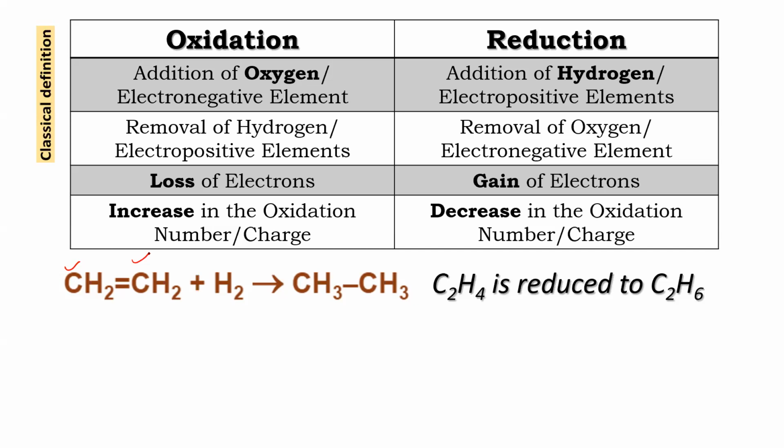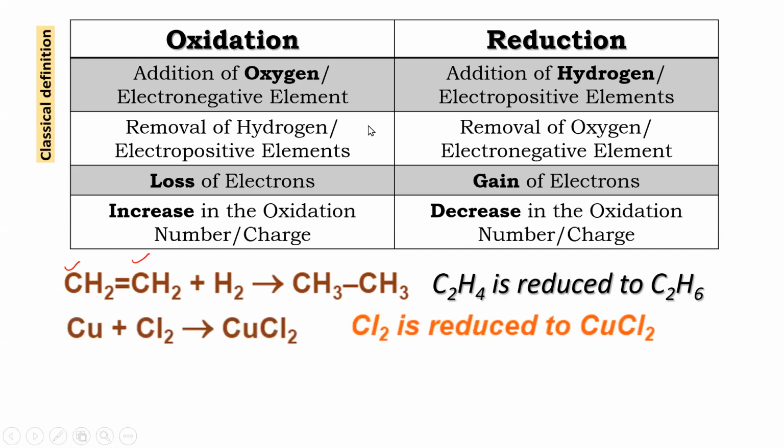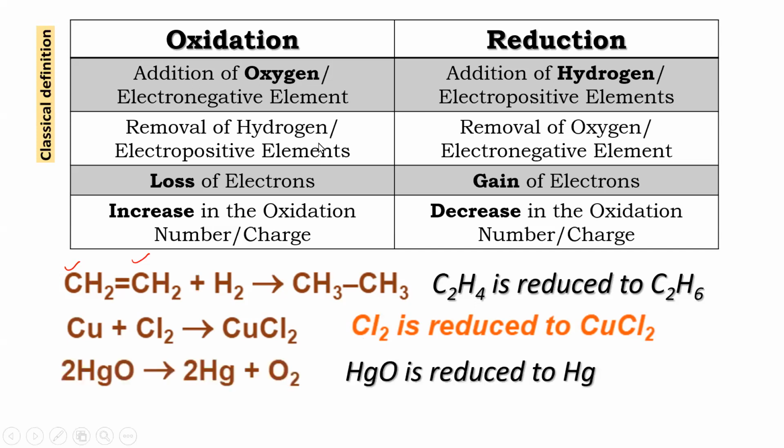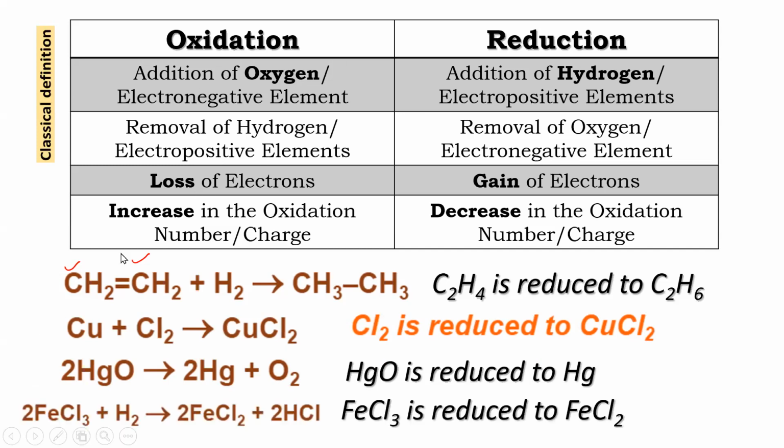So we see ethene is getting reduced to ethane, right? Now the next thing is we can also add electropositive elements. In the next example, you see chlorine is getting reduced to CuCl2. Next example, mercuric oxide is getting reduced to mercury. That is the removal of oxygen, which is another case of reduction. And the last example is FeCl3 getting reduced to FeCl2. These are all the examples which help us in explaining the classic definition of oxidation and reduction.